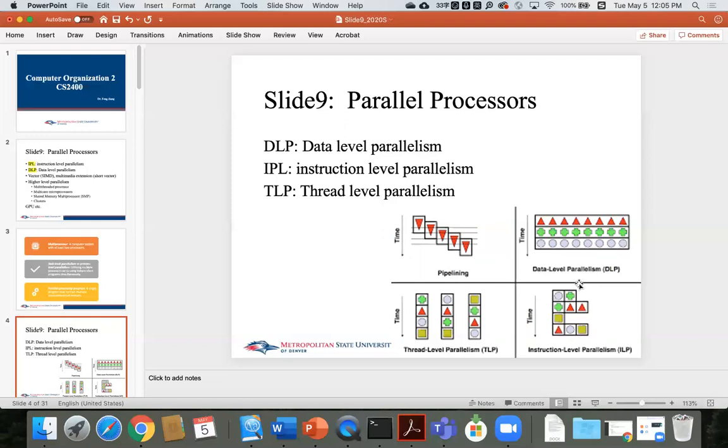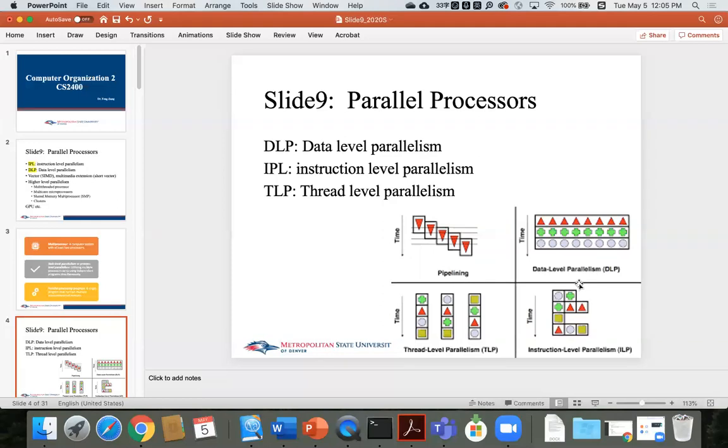Instruction level parallelism actually means that at the same time point, we are executing different tasks, such as in a pipeline processor. We are performing, for example, the instruction fetch, the instruction decoding, and the instruction execution for different instructions at the same time. So this is a perfect example of instruction level parallelism. And we'll introduce some other techniques as well in this slide.